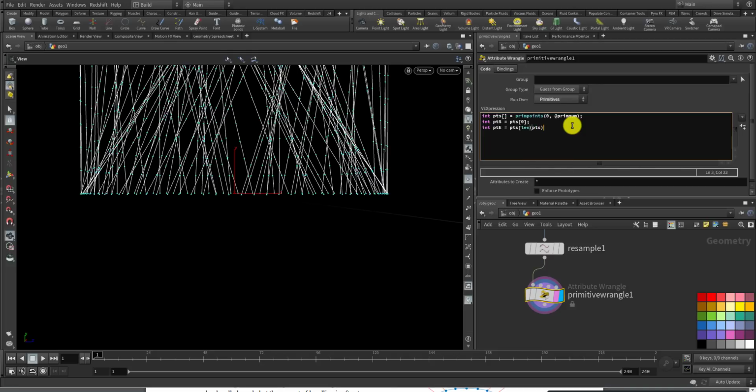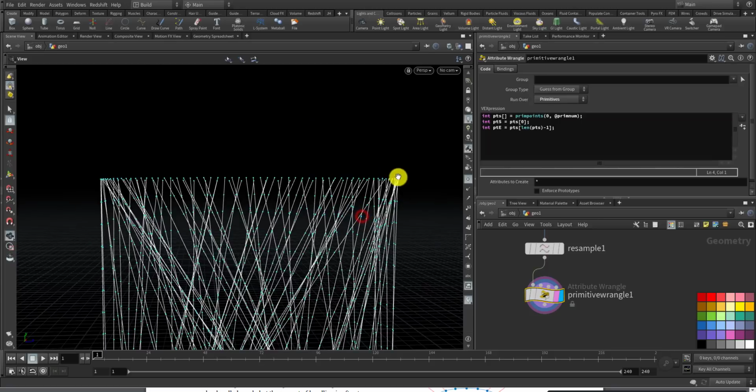and that will be the last point in the point list of each primitive, which will be the points on the top part. Okay, now let's get the position for the first point and the end point. I'm gonna name the first point pos S. And end position.